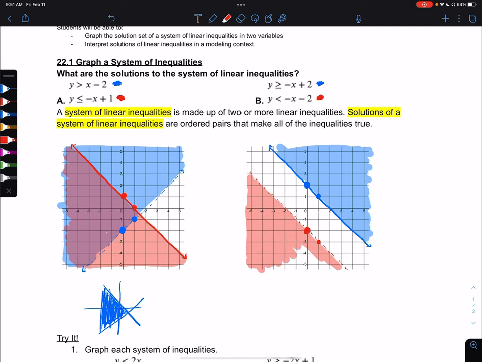All right, now notice in this specific example, there is no overlap. The red region is on the bottom left, and the blue region is on the top right, and they do not overlap. The solutions to a system of linear inequalities is where the two overlap. The solution to the blue one is the top, the red one is the bottom, but there's no overlap. So for this specific problem, there's actually no solution to the system. Make sure you take note of that, because again, we're looking for overlapping regions. There is no overlapping region in example B, so that means there will be no solution to that system of inequalities.